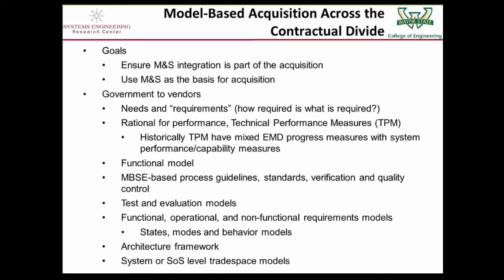So there's a whole lot that we can look through where we say, well, what are the kinds of things that the government should provide to vendors? What are the needs? What are the requirements? But also, what's the rationale for the performance? Not just what are the technical performance measures, but what's the rationale? And again, in this life cycle complexity, the TPMs often mix progress measures with system performance measures, and that can be a little troubling.